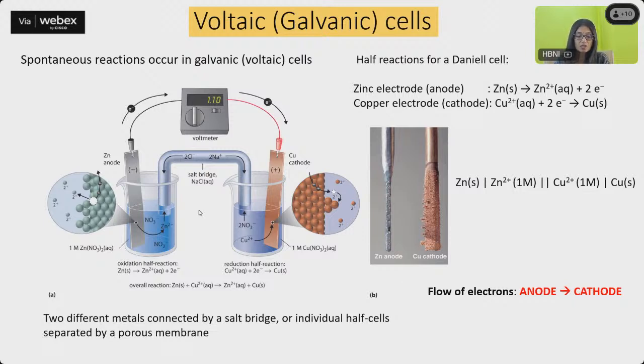Ultimately, how this looks is that you have two different metals connected by a salt bridge, or individual half cells separated by a porous membrane, and on the outside, when you connect this, you will find a voltage being generated. So this is known as a voltaic cell or a galvanic cell. Please remember, spontaneous reactions occur in the galvanic cells.